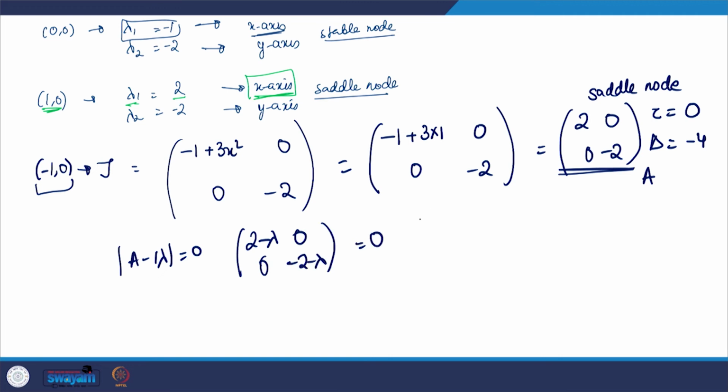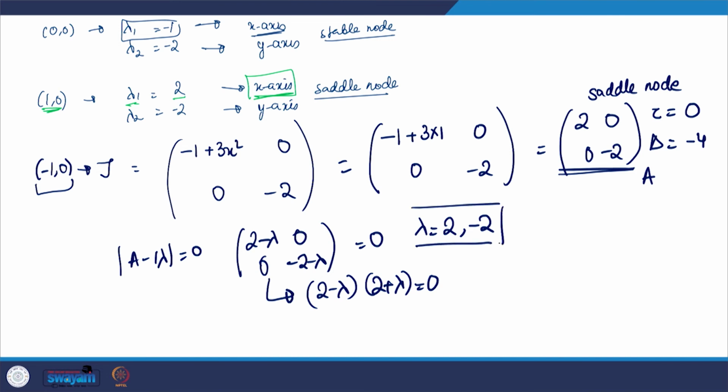What we end up with is lambda equal to 2 and minus 2, because this is what our characteristic equation looks like. Notice one thing: this is a very interesting case of a saddle node where both eigenvalues are equal in magnitude but opposite in sign. Now we can summarize this here. I do not want to erase much, so I am going to keep some of the rough work. For the fixed point minus 1, 0, lambda 1 is equal to 2 and lambda 2 is equal to minus 2.